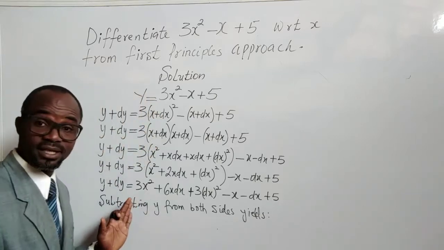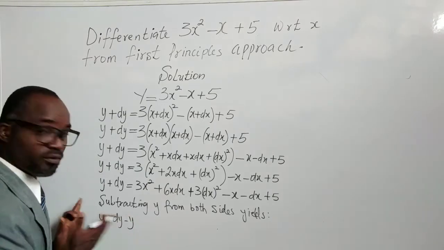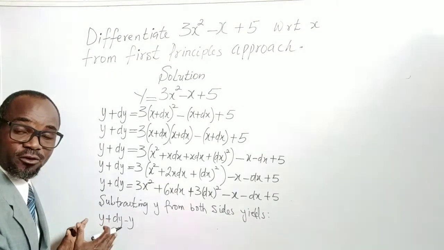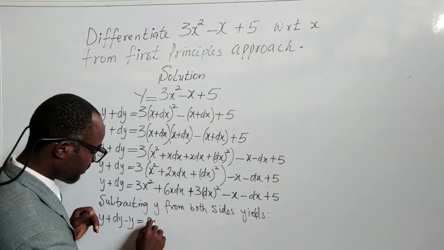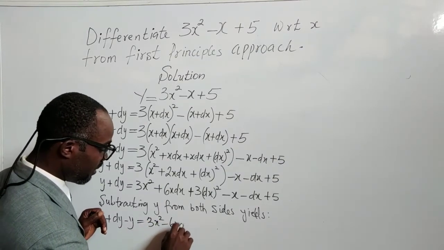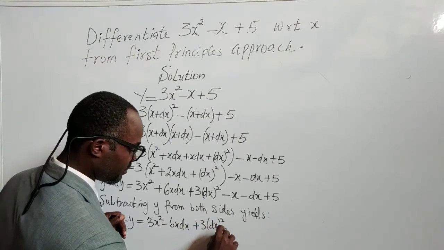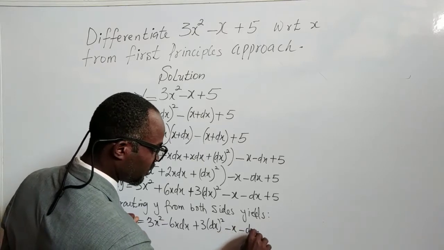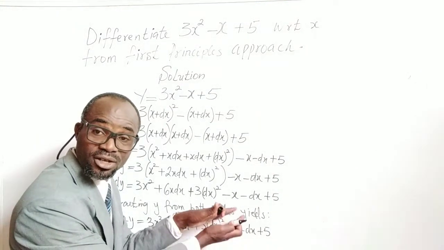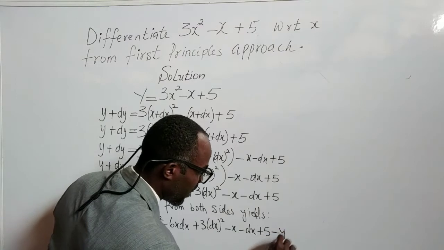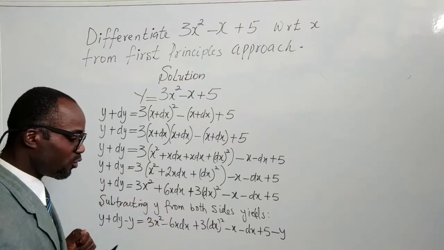So we're going to have y plus dy minus y, for we have subtracted y from the left hand side. This is the left hand side, and we are going to subtract y. We still maintain all our terms the way they are without changing any of them, minus dx plus 5. We need to subtract y from this side as well. That's the right hand side, minus y. So we have obeyed this simple instruction.